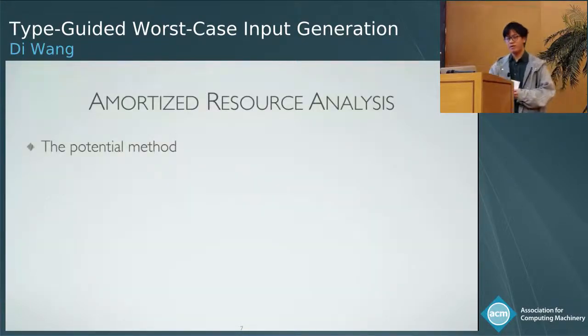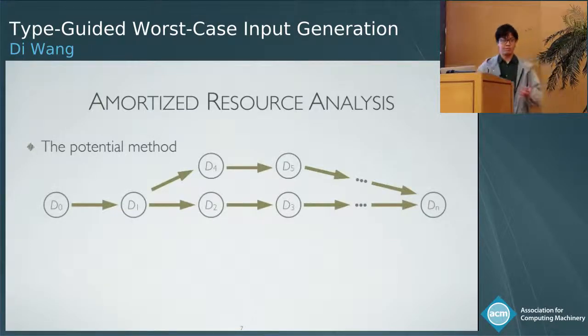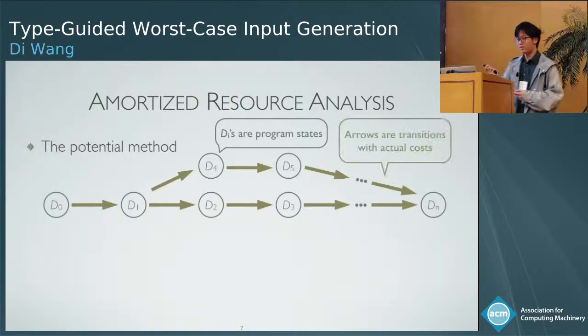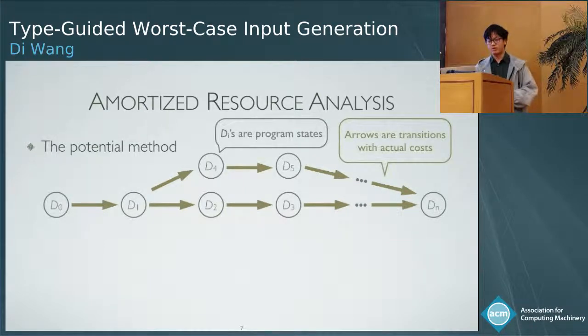Resource-Aware ML is based on amortized resource analysis, specifically the potential method, which is a very classic approach for algorithm complexity analysis dating back to 1985. The basic idea is that we can treat the program transition as a graph. The nodes in the graph are program states, and the arrows stand for transitions between the states with actual costs.